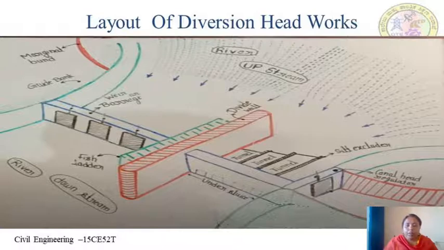So the main purpose is to protect the barrage from the effect of scouring and erosion. It provides a straight approach towards the barrage. It mainly helps to provide a straight approach, and it controls the velocity of flow near the structure. These guide banks mainly help in controlling the velocity of the water.